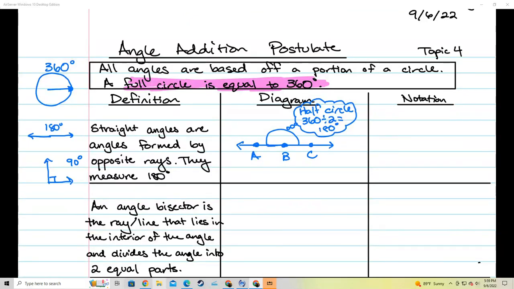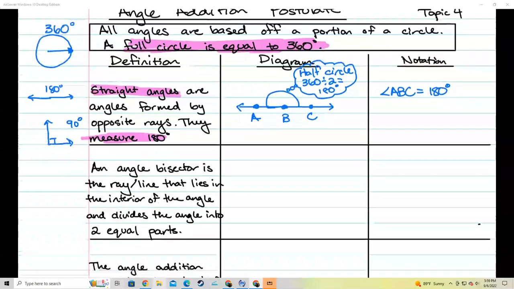As far as the notation, I want you to know that that is an angle. It's a flat angle, which we call a straight angle. So I'm going to go ahead and say angle ABC measures 180 degrees. As far as what's important to note here, I'm going to go ahead and highlight straight angles measure 180. All right, let's keep going.